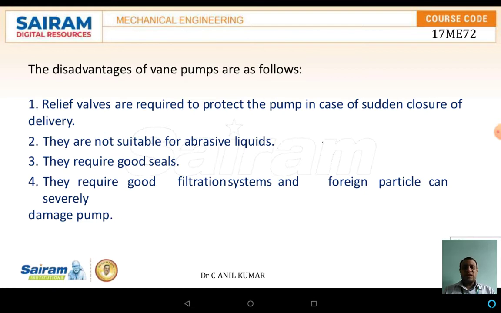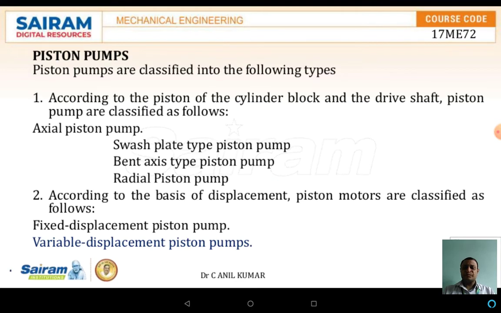If the liquid consists of contamination or some abrasive materials, wear and tear will take place between the vanes and also the casings or the cam ring. Then automatically the vanes get damaged. Once the vanes get damaged, the required pressure cannot be maintained, and even the discharge is not uniform. They require good seals. They need a good filtration system, and foreign particles can severely damage the pump.